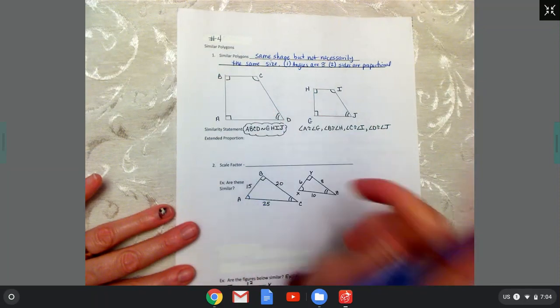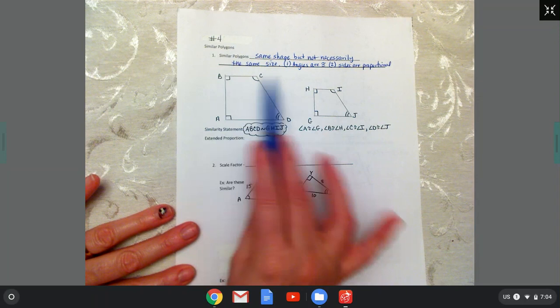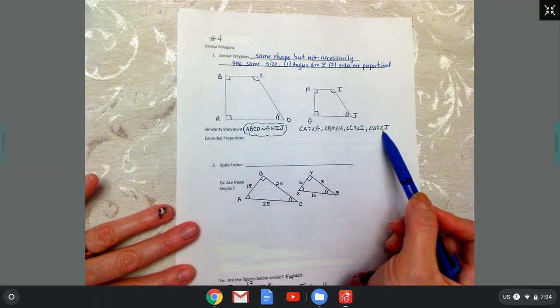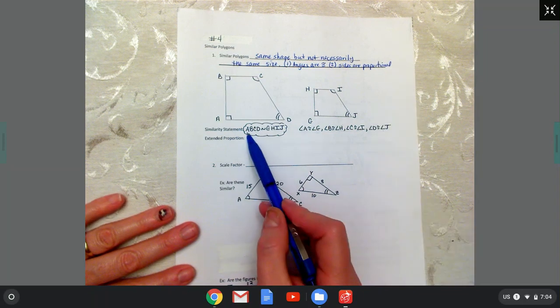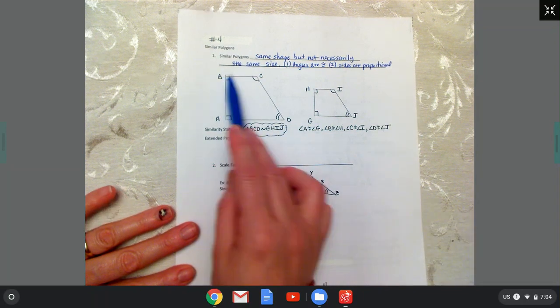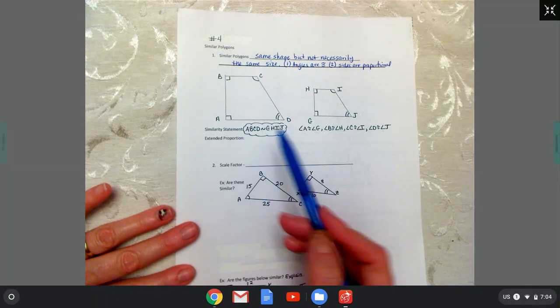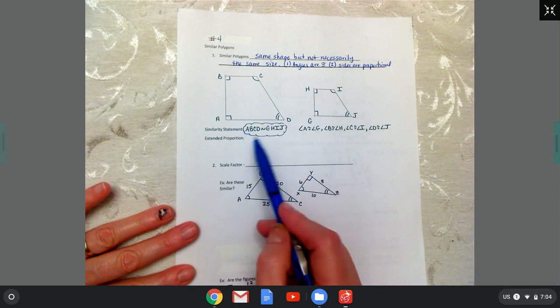Okay, these two are similar. One's large and one's small. But if you notice, they do have congruent angles. They have congruent marks. So all this is true. And if that's true, we should be able to write a statement, a similarity statement. ABCD is similar, and similar just gets a little squiggle, to GHIJ. So that's your similarity statement.